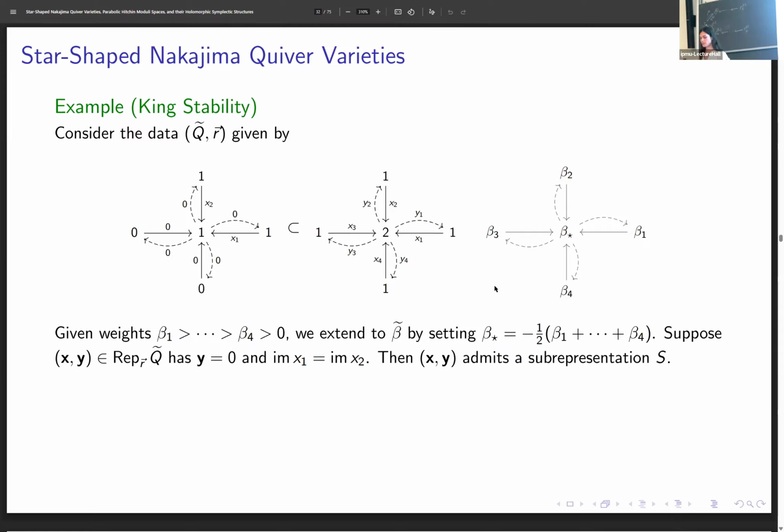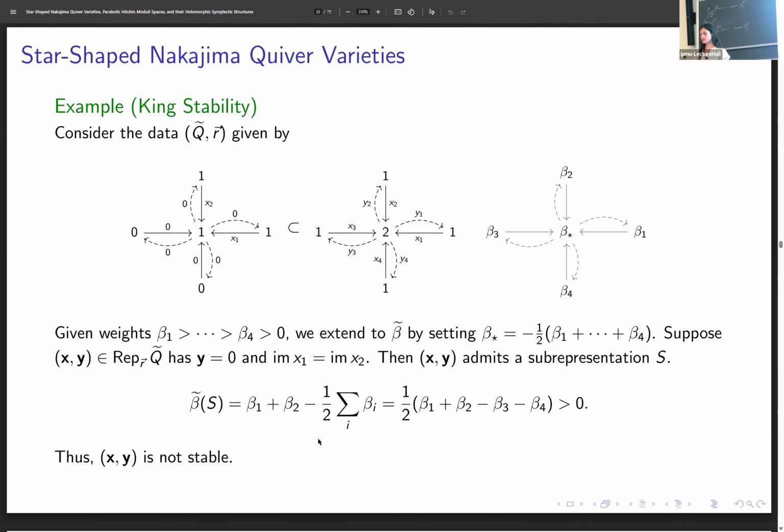Then I can define a sub-representation where in the central node, I just take the image of x1 or x2, and then I choose 0 for the remaining spots for 3 and 4. And when you calculate the beta weight, this will be positive, which means you've destabilized the original. In the geometric polygon perspective that Professor Heller was talking about the other day, this represents having a polygon where you have two proportional side lengths that are longer than the sum of the remaining side lengths. So you can't close up your polygon.